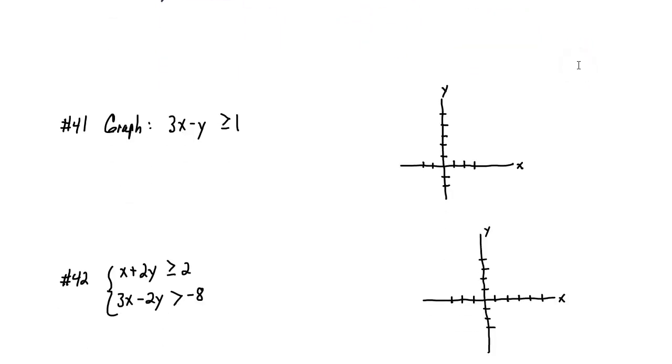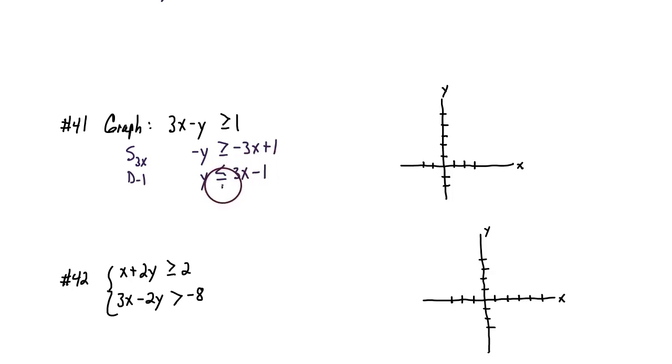Next, number 41, we're asked to graph this inequality on the grid. Let's put it in slope-intercept form by subtracting 3x from both sides. Negative y is greater than or equal to negative 3x plus 1. Now divide everything by negative 1 to remove the coefficient. Switch the arrow because we divided by a negative 1. We get positive 3x minus 1.